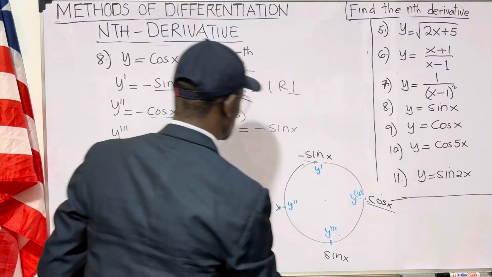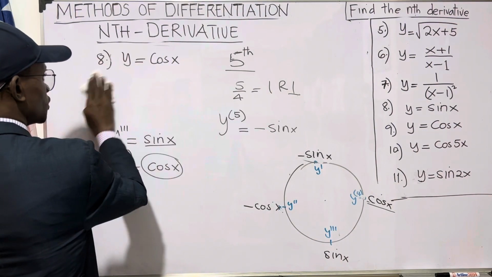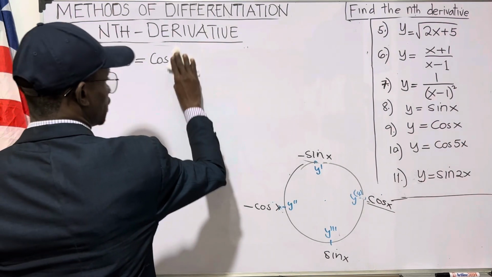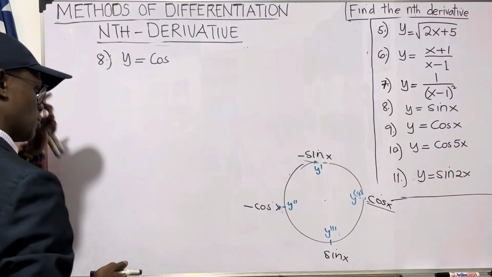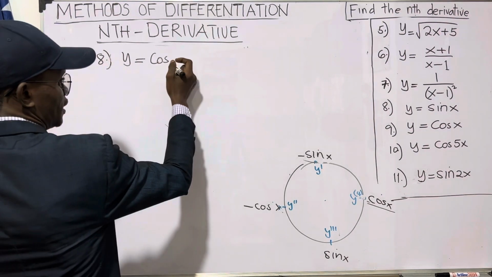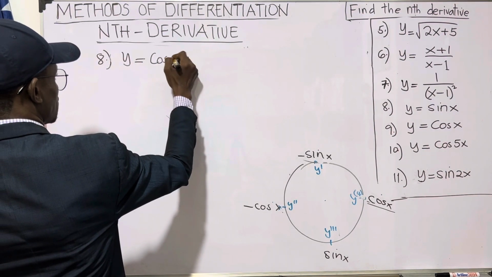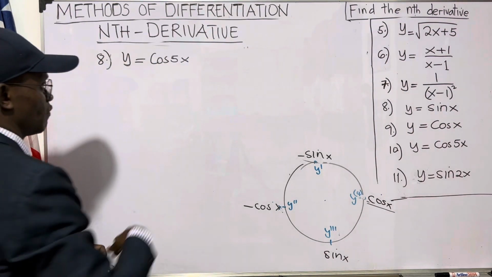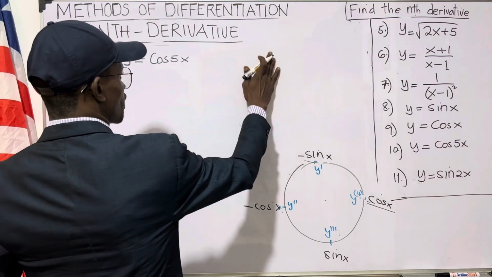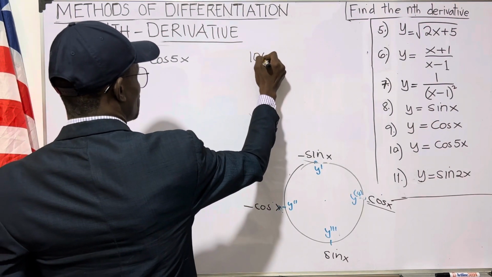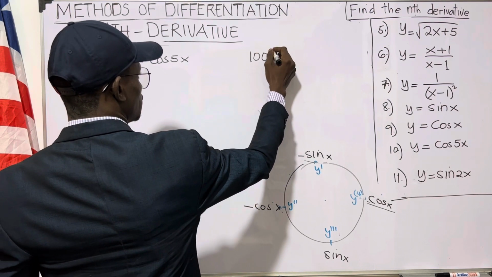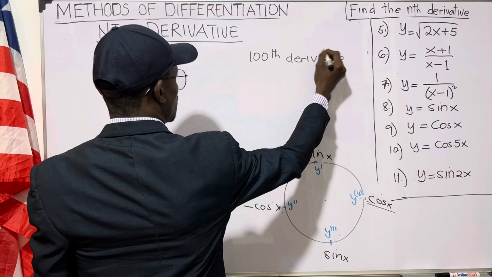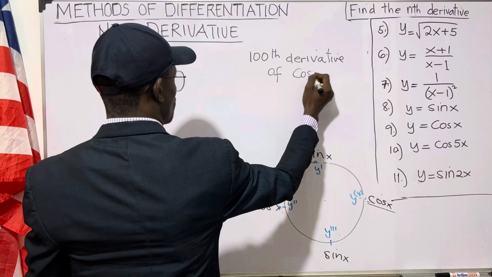Okay, so you can do that for whatever derivative you want to find. So let's now look at question number 10 and question number 11. Question 10 says cos of 5x. We want to find the nth derivative of cos of 5x. For instance, we want to determine what is the 100th derivative of cos of 5x.